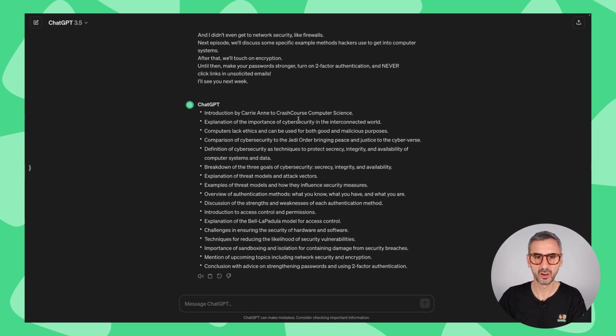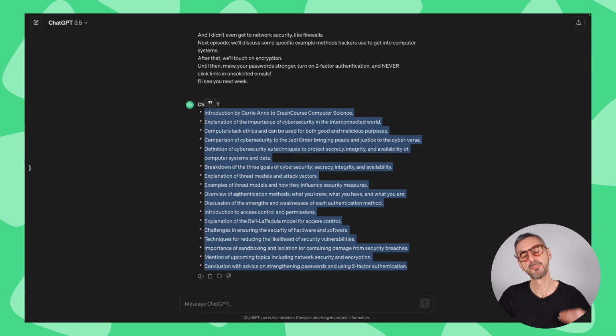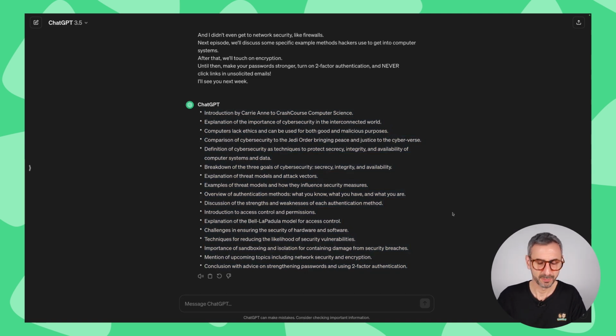Introduction by Carrie Ann on the crash course of computer science. Explanation of the importance of cybersecurity in the interconnected world. Computers lack ethics and can be used for both good and malicious purposes. Comparison of cybersecurity to the Jedi Order, bringing peace and justice to the cyberverse. Okay, that's interesting. And then I have all of these different points right here that help me summarize the information that I can find in this cybersecurity crash course. So if I read this, I could actually understand and have a bird's eye view of topics that cybersecurity touches on, okay?